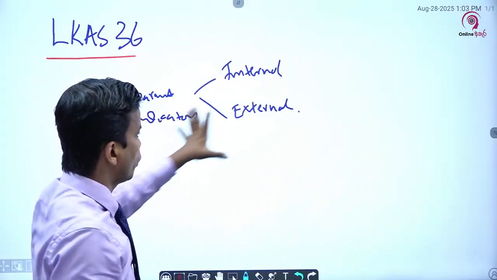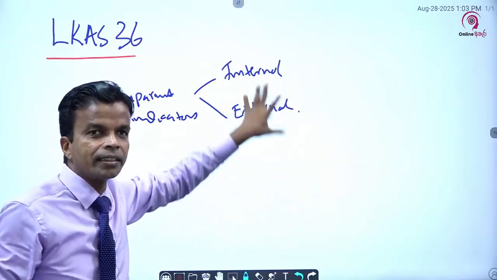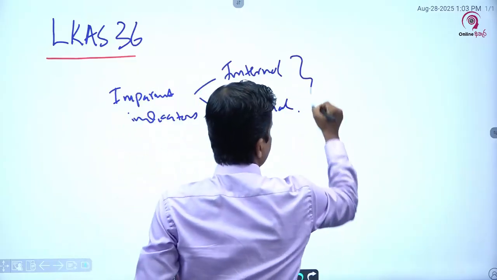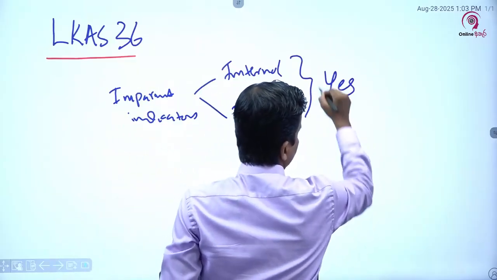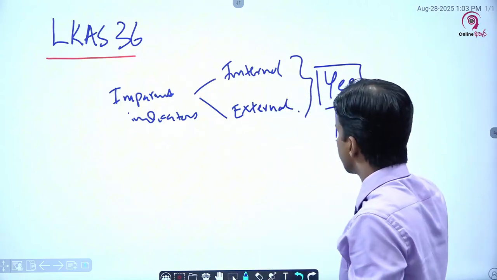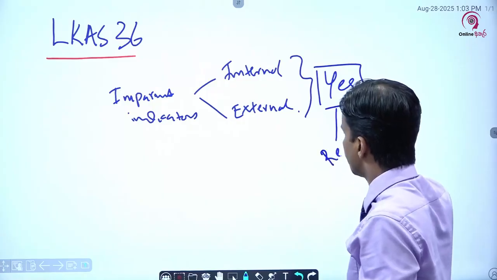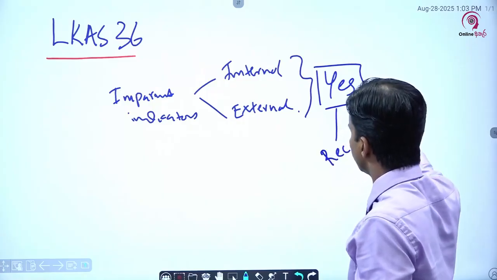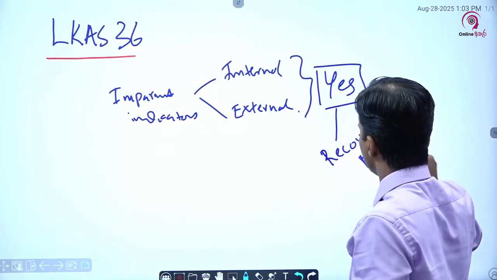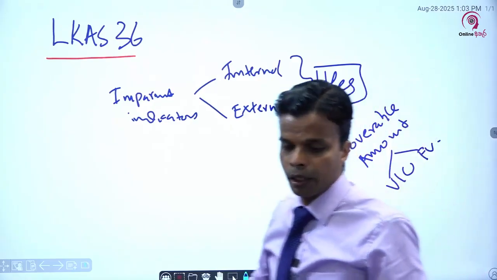So you ask for your assets with definite useful life, whether there are any indicators as such, either internal or external. If the answer is yes, then you know the core principle. You should establish the recoverable amount. So recoverable amount is the higher of value in use and fair value less cost to sell.